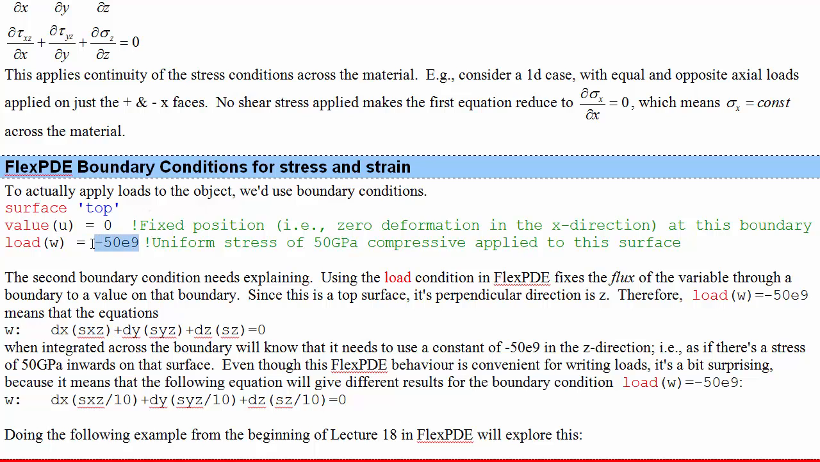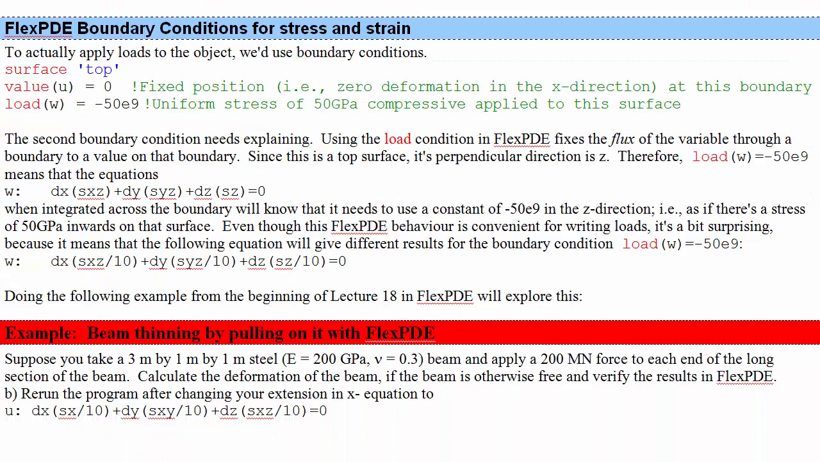So this one is going to say that we're going to have a Z stress of negative 50 E minus 9 on the top surface after we integrate that, ignoring the shear terms. But this one is going to say you'll have a Z stress over 10 equal to 50 E minus 9. So it's going to behave like a 500 gigapascal stress rather than just a 50 gigapascal stress. That's something to be aware of. If you change around the differential equations, you'll find that the boundary conditions behave a little bit differently. We're going to look at an example and explore this.